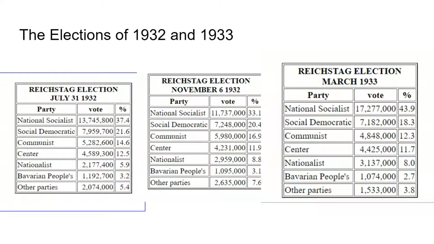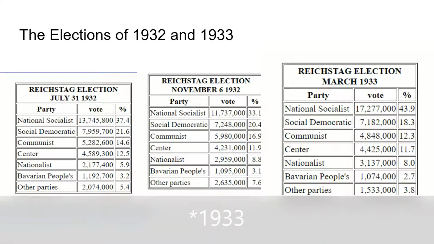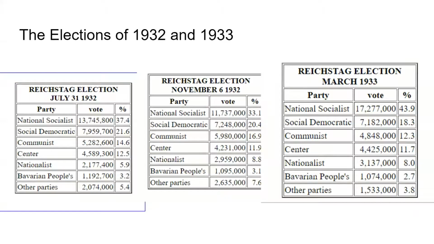And then later in the 1930s, the Nazis gathered even more votes. The National Socialists got 37% of the vote in 1932. And then another election in 1932 slightly went down. But in March of 1933, they were by far the largest party, with 43.9%. The second largest party only had 18%. It shows you how much popularity Hitler was gaining.